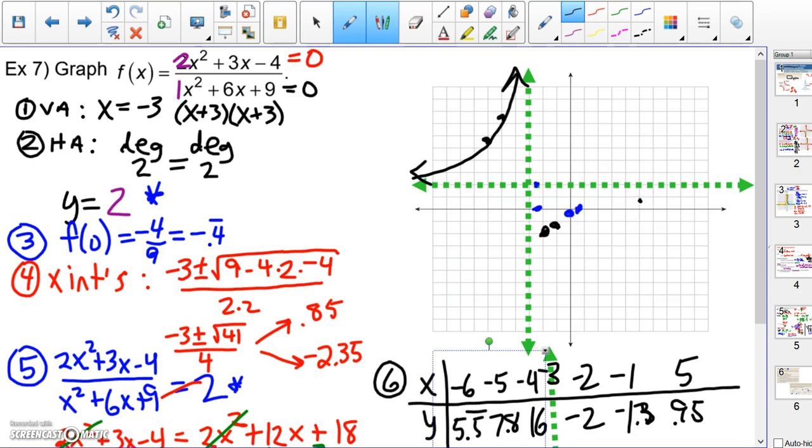Okay, so we've got kind of an idea of what this looks like. Kind of weird. But it's going to approach up here, come down, and come back up, and approach this asymptote from underneath. So that's a weird one. But that's what we've got. Notice it does cross the asymptote right here. And that's it.